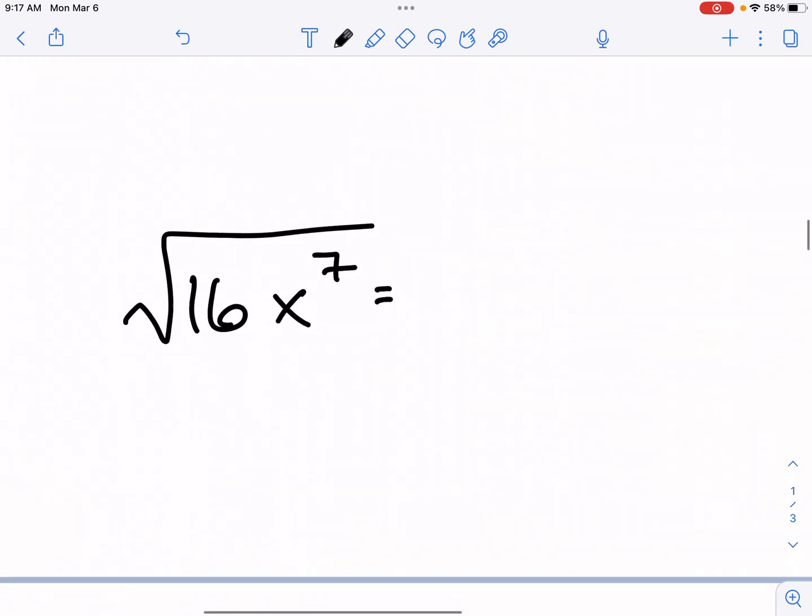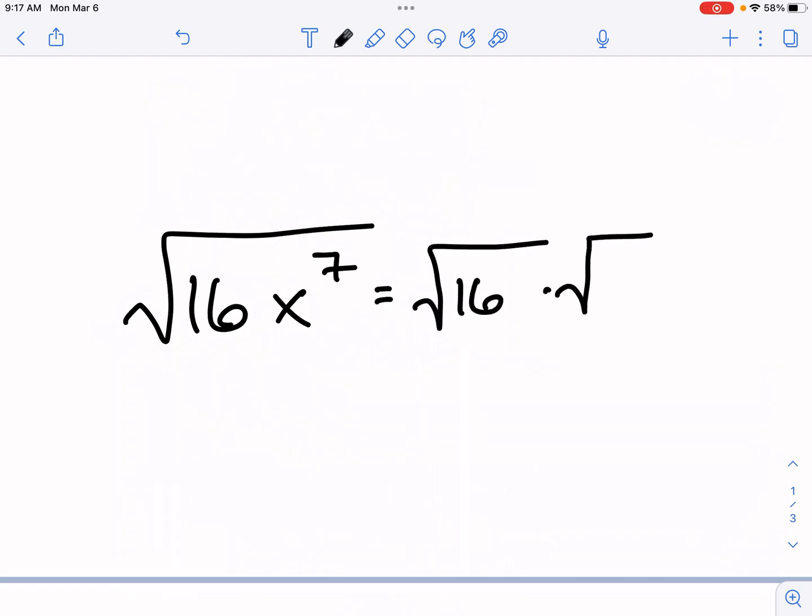Okay, so since this is a product, we're going to separate this into the square root of 16 times the square root of x to the 7th. Like I said, our index is 2. How many times can 2 go into 7? It can go in 3 times. So we're going to represent this product as 2 times 3 is 6, so this will be x to the 6th power times the square root of x. Both of these, with a 1 there, equal x to the 7th power. So again, that question you're asking, how many times can 2 go into 7?